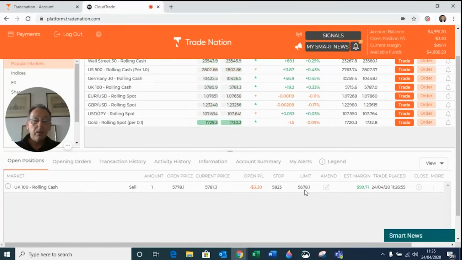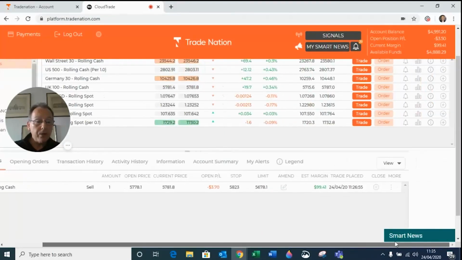Now, if the stop gets hit, then the limit will be cancelled. Likewise, if the limit gets hit, the stop will be cancelled, whichever is activated first. Or I could choose to close the trade and the stop and limit instantly disappear. It's also worth noting that I can amend that order at any time.